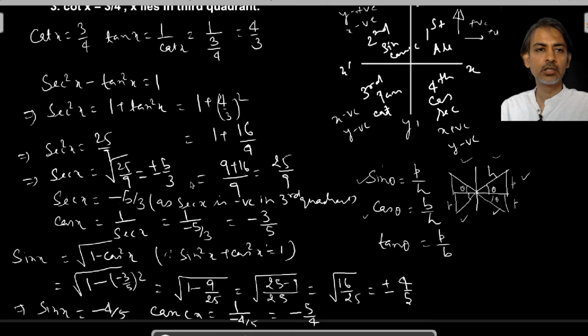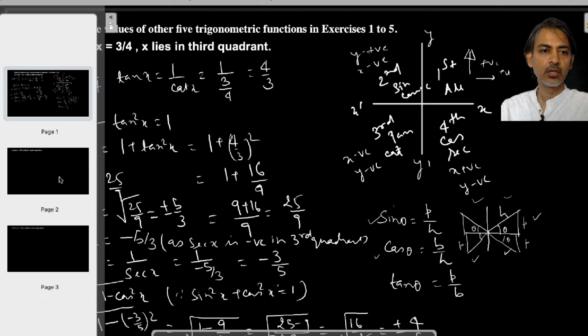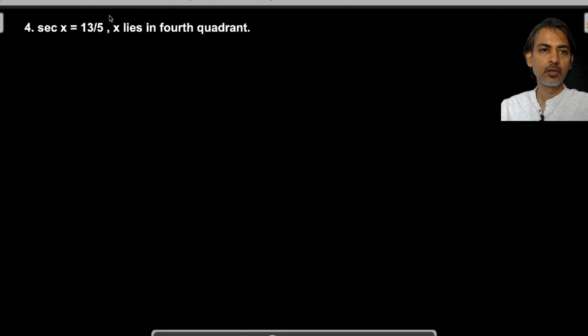So we've got all the trigonometric functions. You can see these are my trigonometric functions, right? Now let's go to the next question. The next question is, again we have to find all other trigonometric functions given sec x equals 13 by 5 and x lies in the fourth quadrant.